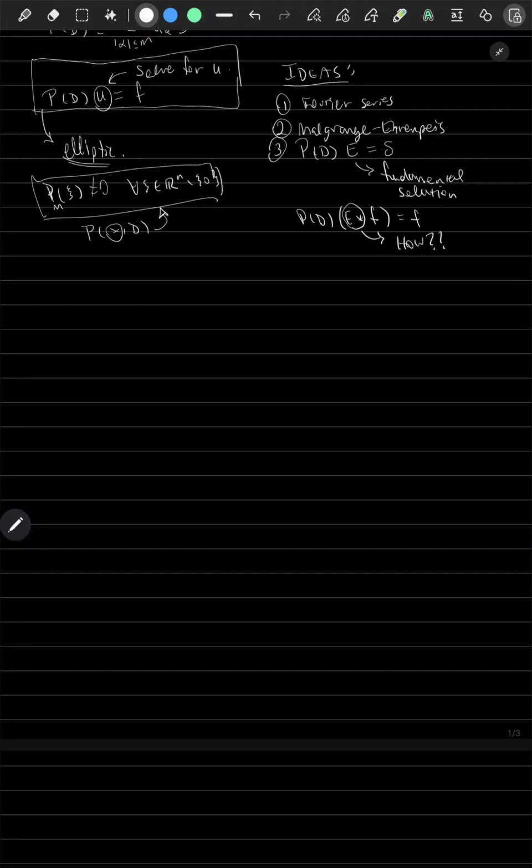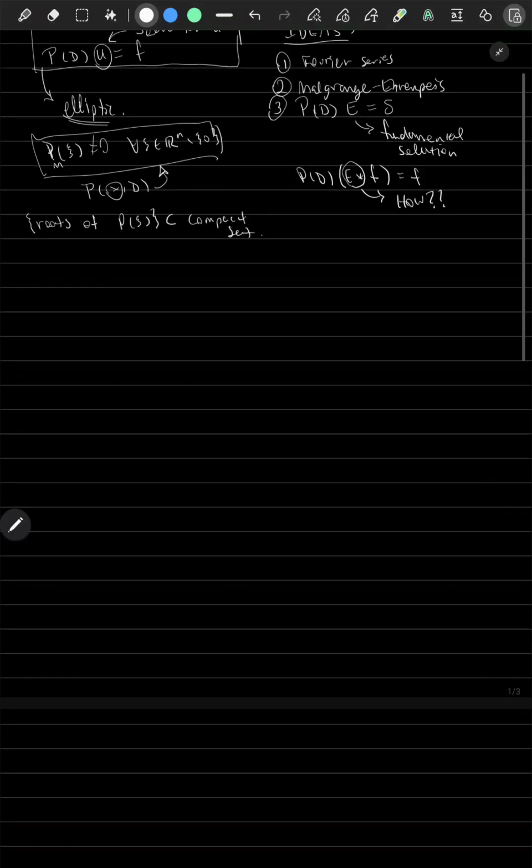Now the property that matters to us in elliptic operators is that the roots of the characteristic polynomial of P are contained in a compact set. Or rather, they are a compact set. Okay, so this is the property that we're going to be using. And so now back to our objective, which is finding explicitly a fundamental solution for P.